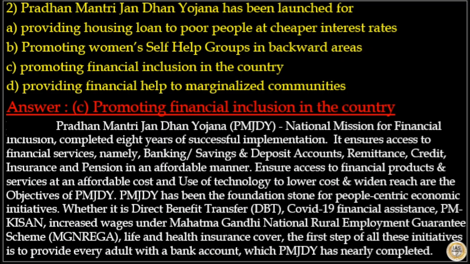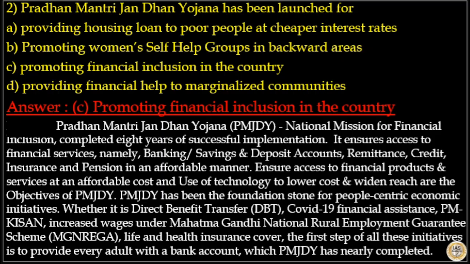Pradhan Mantri Jan Dhan Yojana, that is the National Mission for Financial Inclusion, completed 8 years of successful implementation. It ensures access to financial services, namely banking or savings deposit accounts, remittance, credit, insurance and pension in an affordable manner. Ensuring access to financial products and services at an affordable cost, and the use of technology to lower cost and widen reach are the objectives of Pradhan Mantri Jan Dhan Yojana.